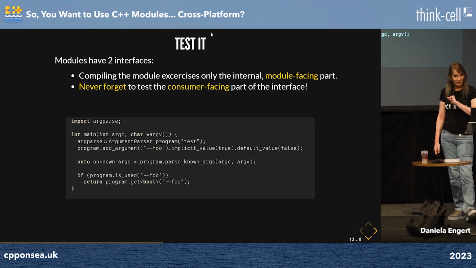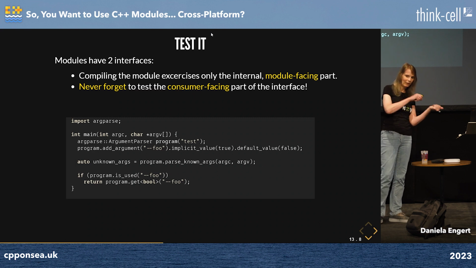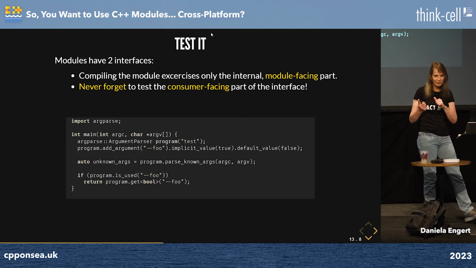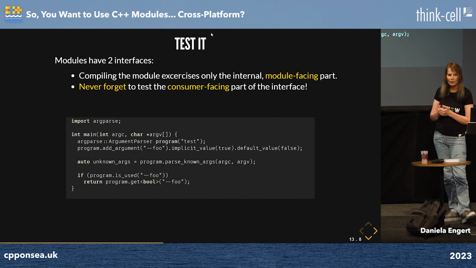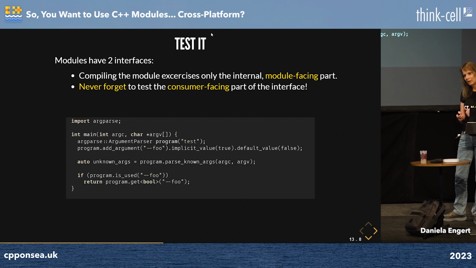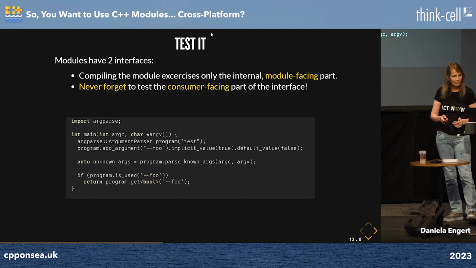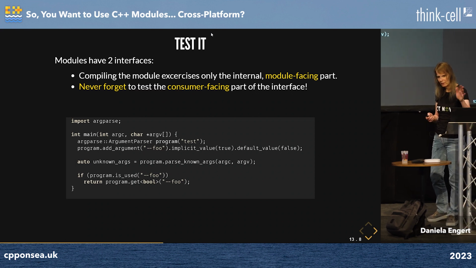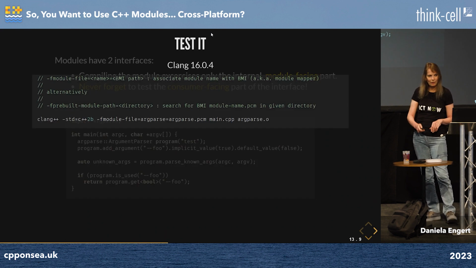But I told you before, module interface units have two interfaces, one looking inside and one looking outside. The inside part is exercised during the compilation of the module, but you need to do unit testing or something like that for the external facing part. Here I didn't show you a full unit test suite for this argpath library, just a small piece of code to exercise some of the classes and functions in here. And let's see how this test goes.